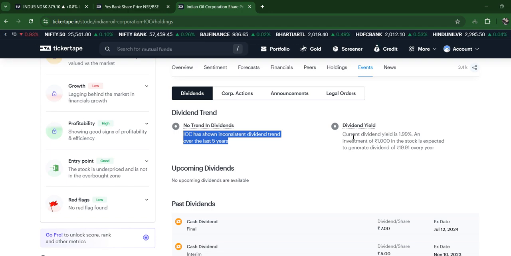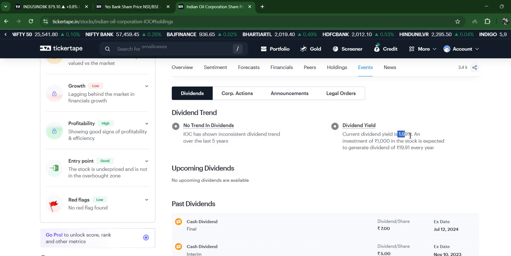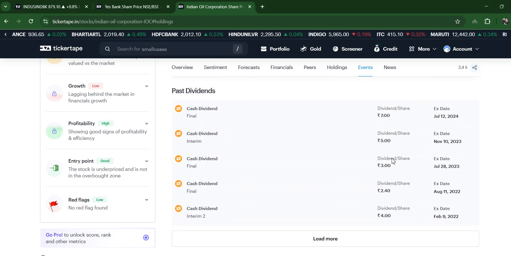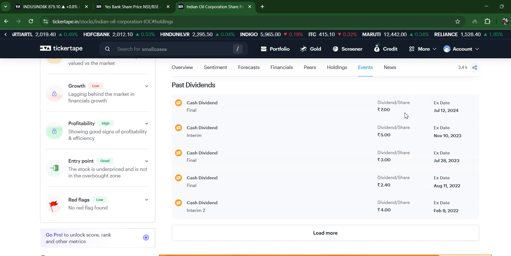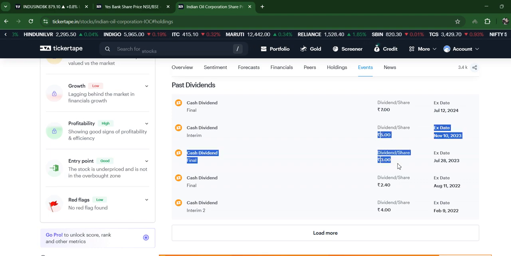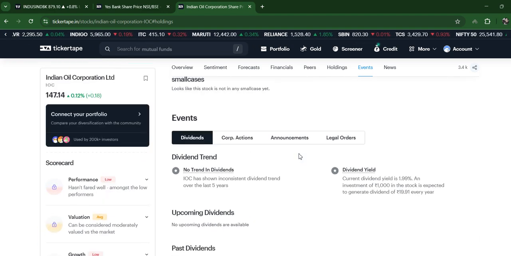Second one, the dividend yield. It is explained over here very beautifully. Like the dividend yield is 1.99%. It means an investment of 1,000 in this stock has generated a dividend of 19.91 rupees every year. Over here you can see how much dividend has been given, how much was the amount per share given, the date. See over here, on 10th of November 2023 and 28th of July 2023, total dividend of 8 rupees was given. So this is the data that I look for if I want to make a short-term investment.